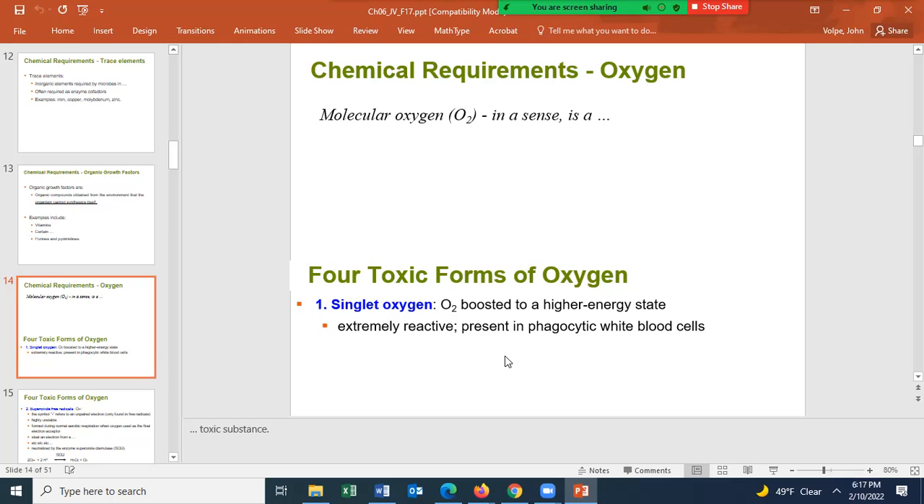It's actually found in phagocytic cells, like phagocytic white blood cells. And then the white blood cell releases singlet oxygen on something the cell is trying to kill. So if something has invaded the body and the white blood cell tries to kill it off, it can release singlet oxygen to try and kill whatever has invaded the body.